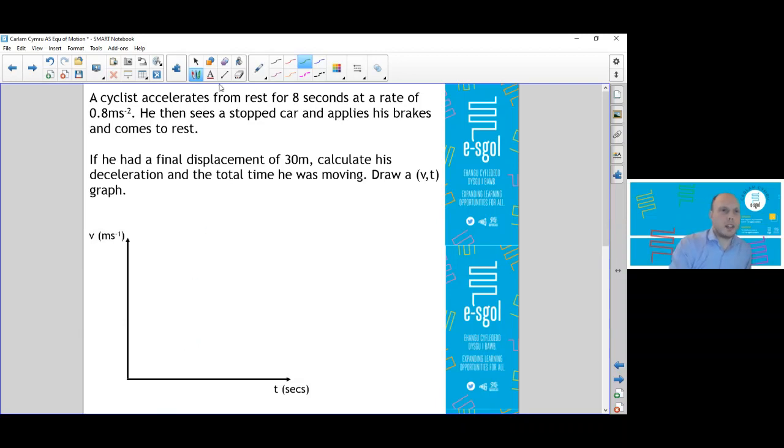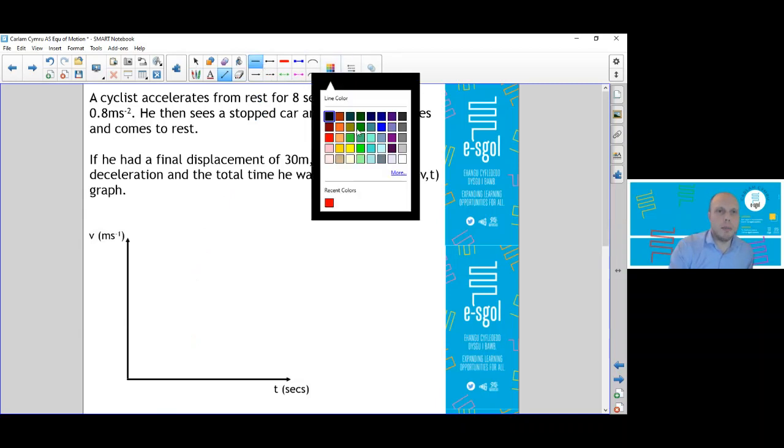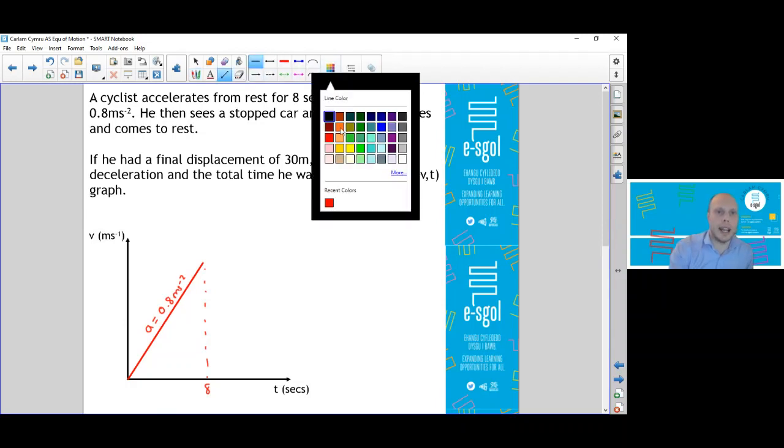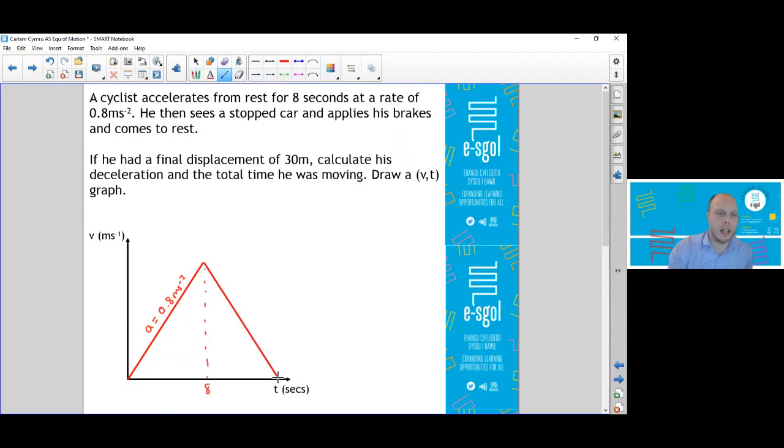What you'll notice in this question, different to last time, is there's no mention of a constant velocity. It says that the cyclist accelerates for 8 seconds. So I'll put that on my graph, with a little split line down here, 8 seconds, and I'll put my gradient, my acceleration, on there, 0.8 meters per second squared. There's no constant velocity. He immediately applies the brakes and comes to rest again. So this graph just comes straight back down again. There is no flat section on the top.